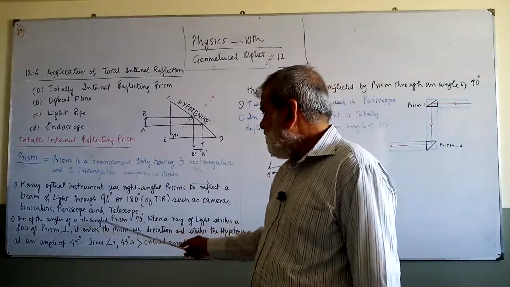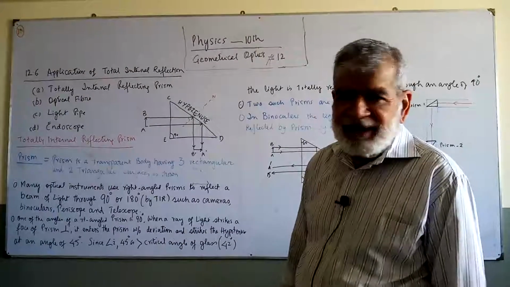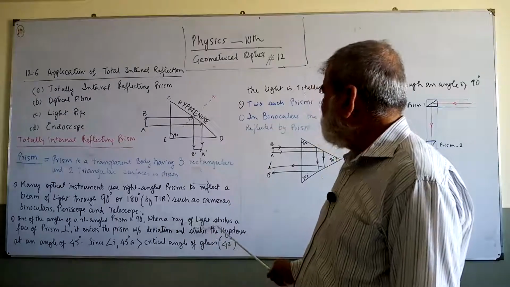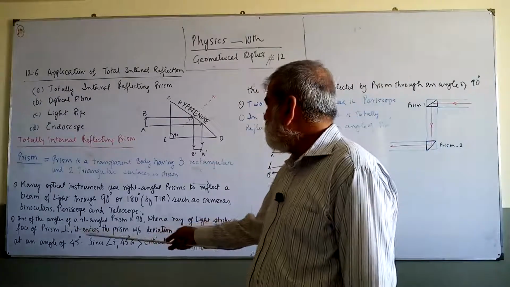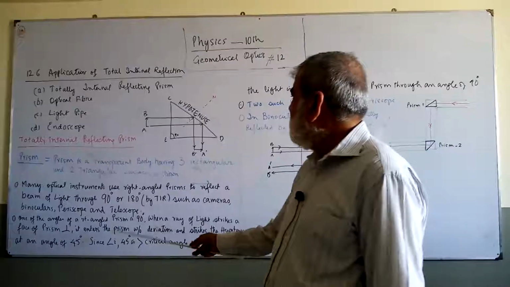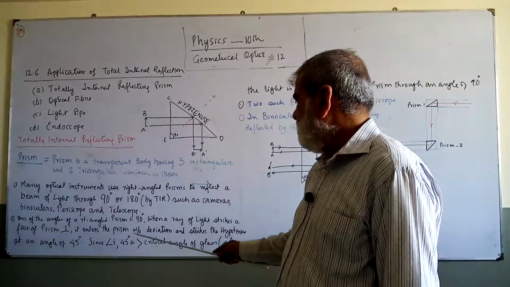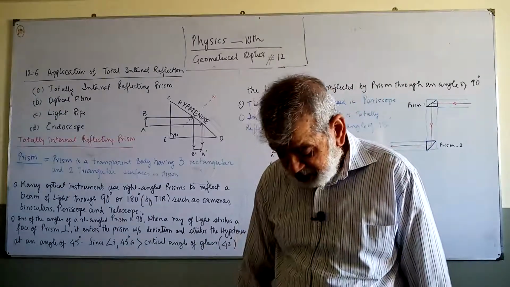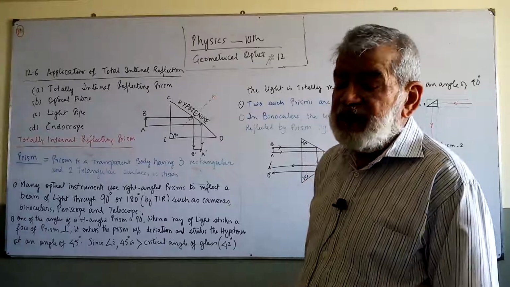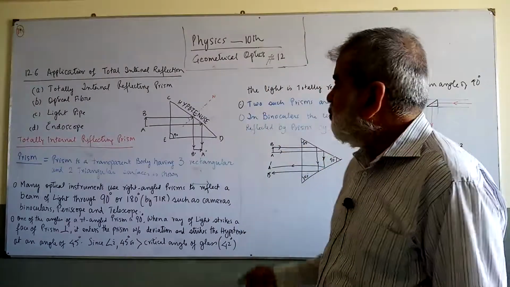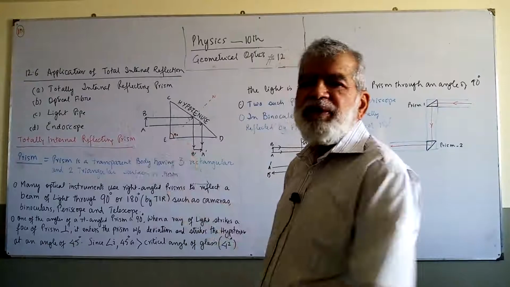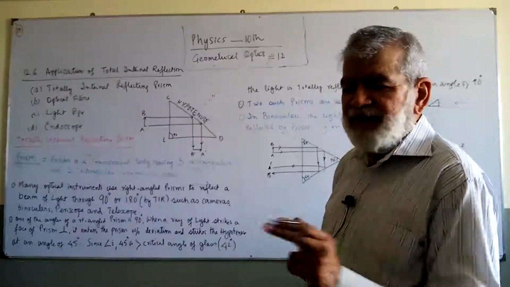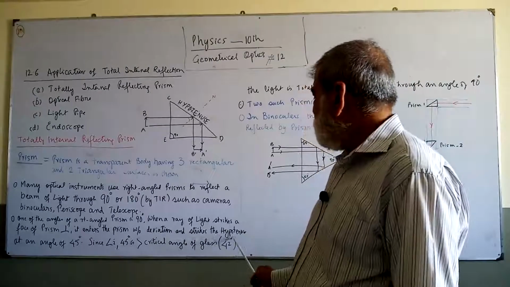One of the angles of a right angle prism is 90 degrees. When a ray of light strikes the face of a prism which is perpendicular, it enters the prism without deviation. You have read that when a ray of light strikes a boundary at an angle of 90 degrees, it goes through without any deviation, without bending, and strikes the hypotenuse.